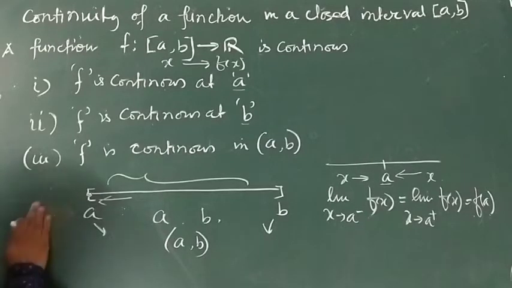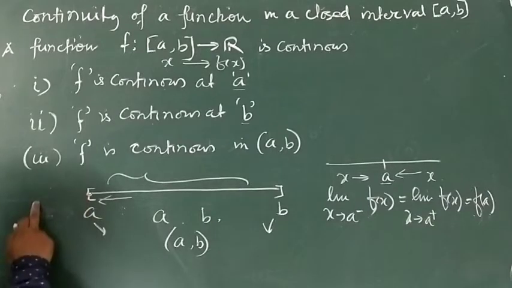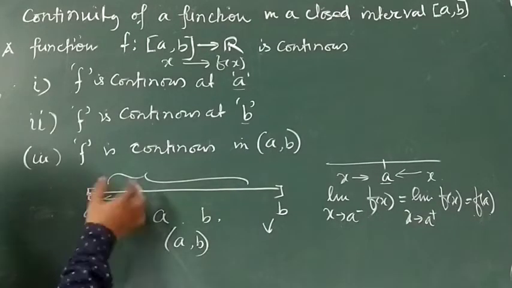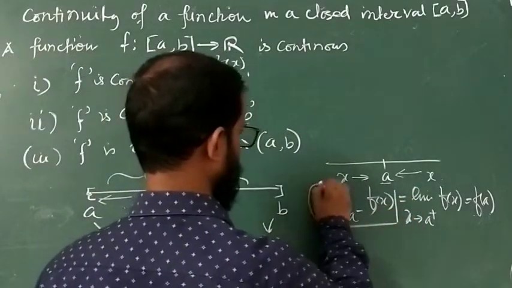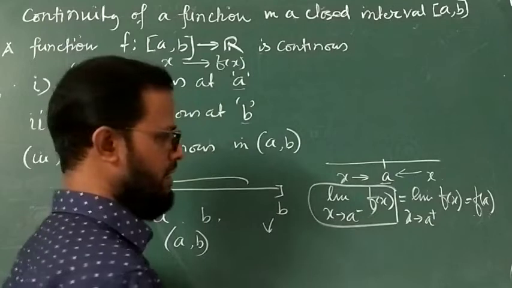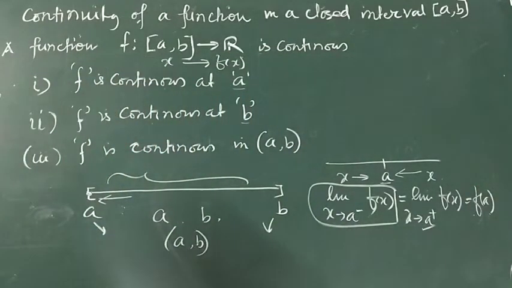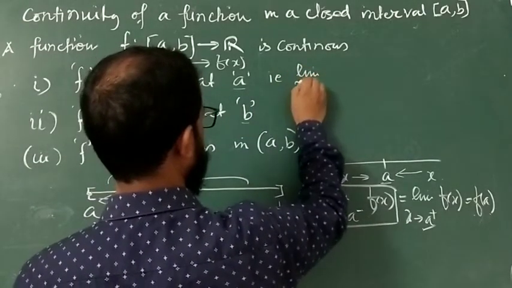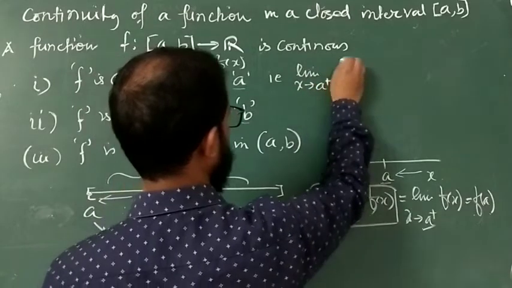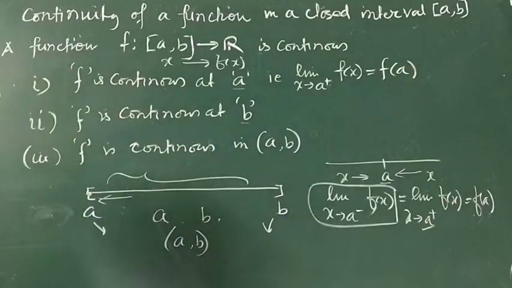So to check the continuity at a, since there is no question of a left hand limit, only the right hand limit needs to equal the functional value. That means this left part is not necessary. It is sufficient to show that the right hand limit is equal to the functional value. So f is continuous at a means mathematically we can write limit as x tends to a plus of f(x) equals f(a). If you show this, then it is sufficient.